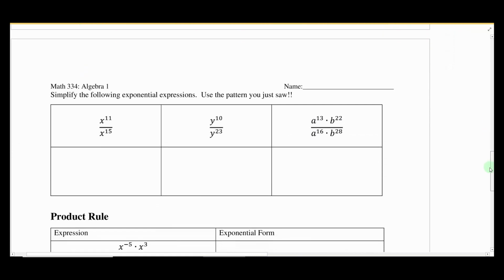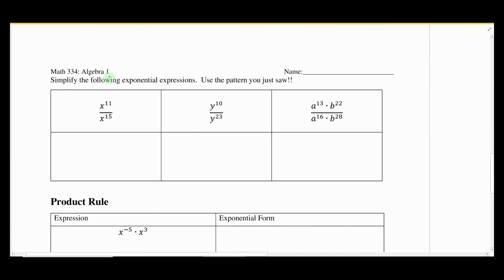All right, let's do some more simplifying here. When we get to the larger exponents like this, where we have 10s and 23s, it is much easier to just use the quotient rule to help us out, so we know that we can subtract these things. We know we're going to have a base of x, and 11 minus 15 is negative 4. So I can write it as x to the negative fourth, or I can do the flip and write it as 1 over x to the fourth power. Either one of those is fine.